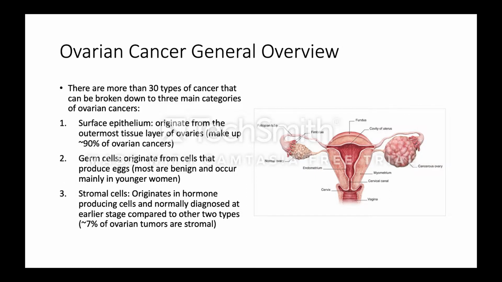There are more than 30 types of cancer that can be broken down into three main categories of ovarian cancers. The first, surface epithelium. It originates from the outermost tissue layer of the ovaries. This makes up about 90% of ovarian cancers. The second, germ cells, originate from cells that produce eggs. Most are benign and it can occur mainly in younger women. And the third, stromal cells, originates in hormone-producing cells and is normally diagnosed at an early stage compared to the other two types. About 7% of ovarian tumors are stromal.